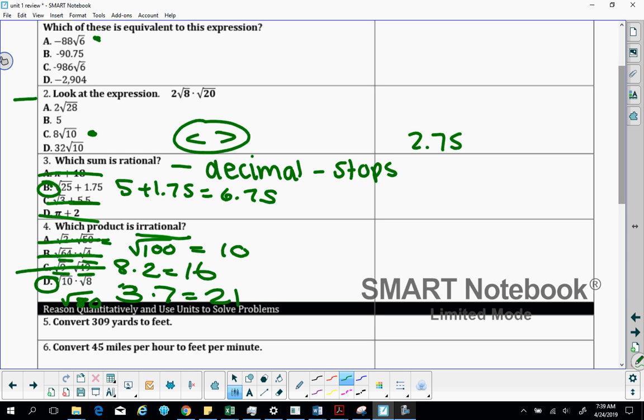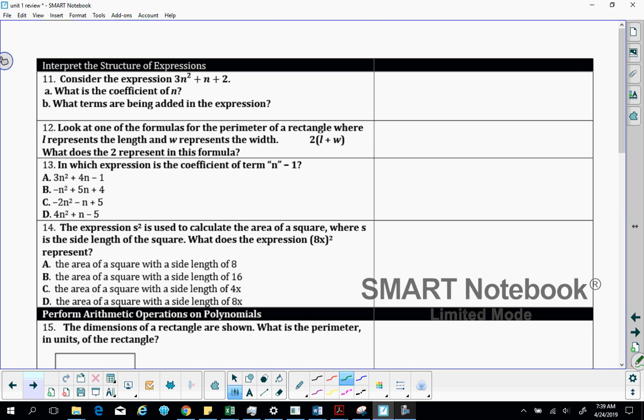Yes? No? So make sure to star the ones that you maybe want extra practice on. I'm going to do that last though. So we're going to skip to the next page. Go to the next page, turn it over, and we're going to go through polynomials first.